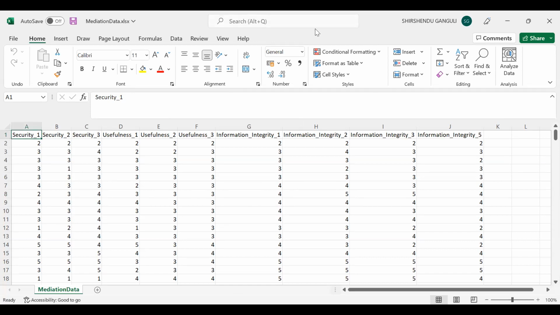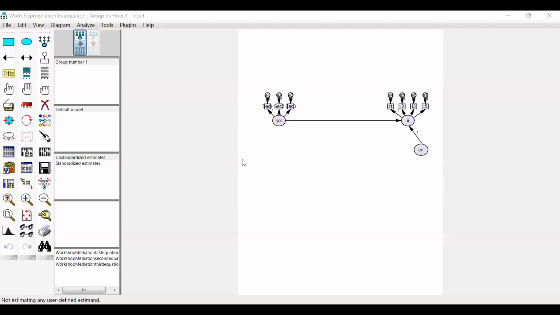How to run the equations directly, we'll go to the path. The first equation that we talked about is where M is the outcome variable and X is the independent variable. In this case, security is your X and information integrity, or II, is your M. This is the first equation in the series of equations that we have talked about. So in this case, you can see we have run a model.